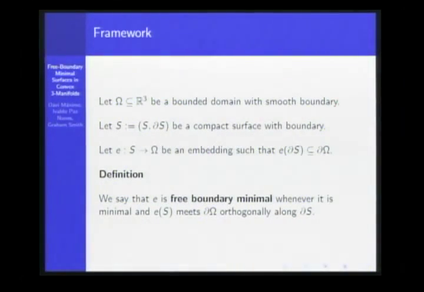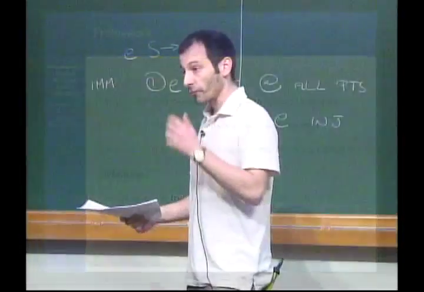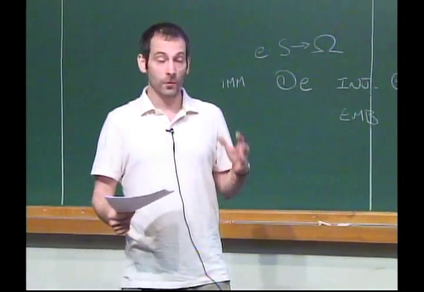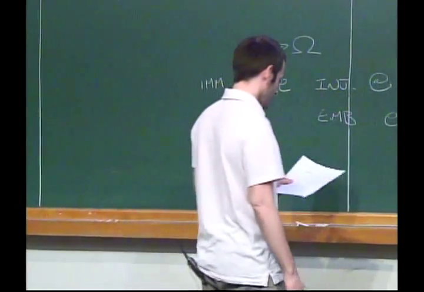Now, a free boundary minimal surface is simply a minimal surface inside this ball which meets the boundary of the ball orthogonally. Before I go a little bit further, I'm going to give you some very simple examples, partly to illustrate the sort of objects that we're going to study, and partly because these examples actually play an important role at a key moment towards the end of the talk.